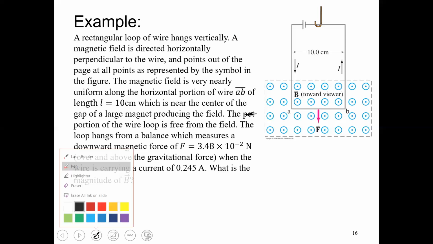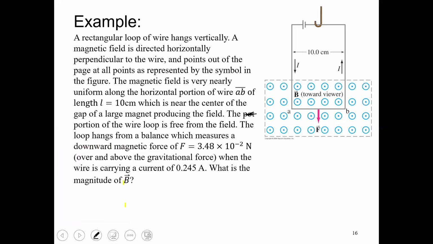Okay, so we are trying to find the magnitude of our magnetic field. We are given current, we are given a force, we are given a length that is within the magnetic field. I think that's it, right? So yet again, we are going to use that equation that tells us about our force. We could write it in terms of magnitudes and angles between things.